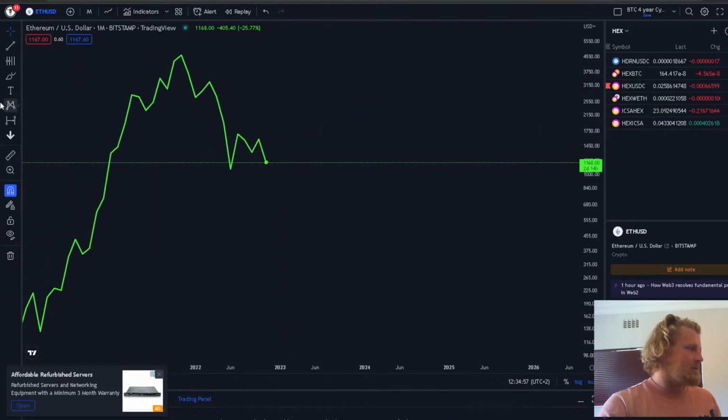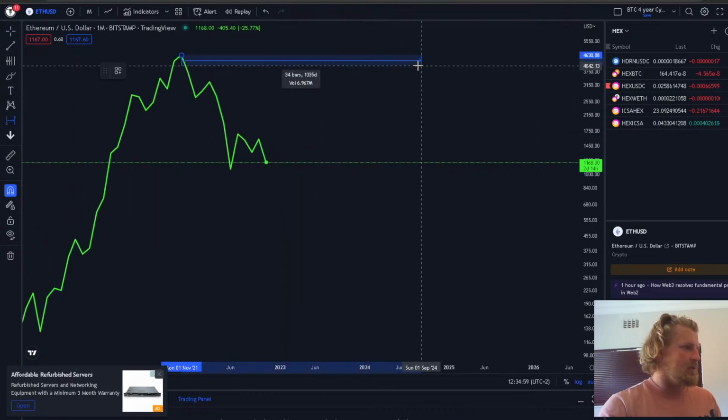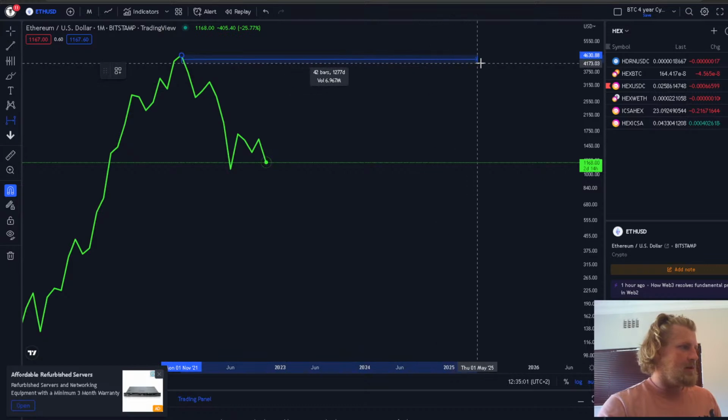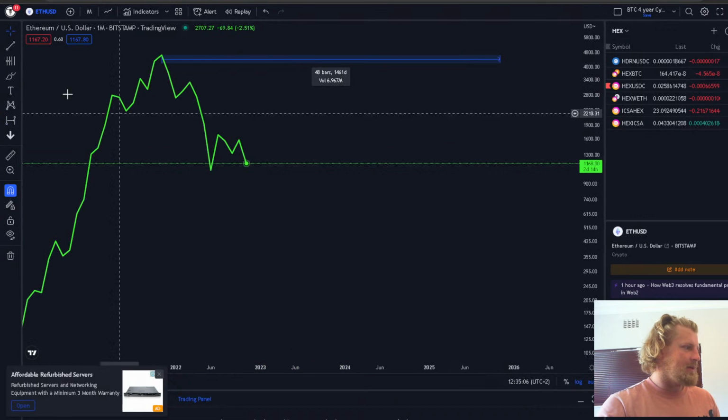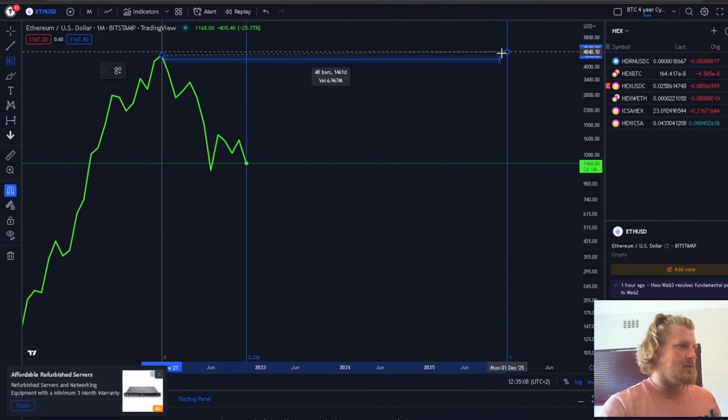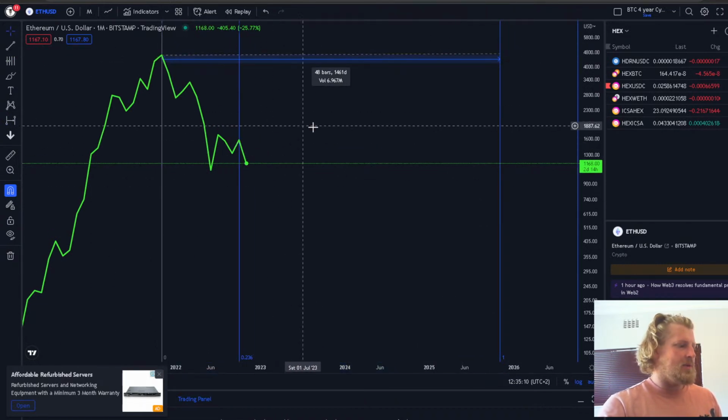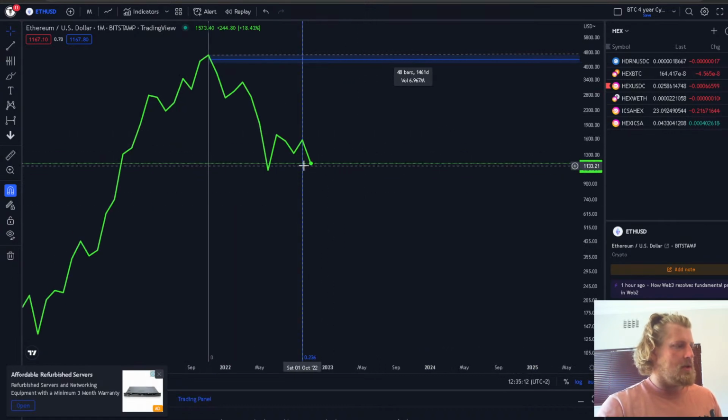Or what we can do is we can measure out 48 bars. Is this the monthly? Yes. 48 bars to where we expect the next top for Ethereum to be, and we pull it from the top to the top, and once again this shows you where Ethereum tends to bottom, 0.23.